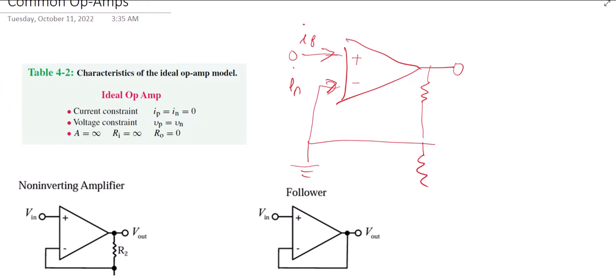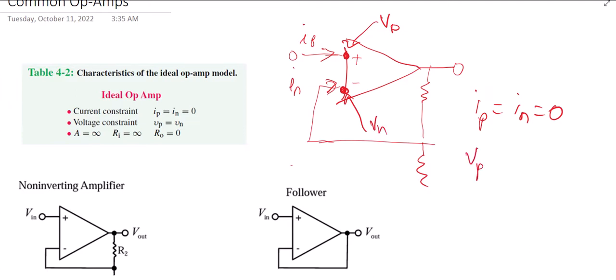And in an ideal op amp, and that's almost always the kind you're dealing with, IP equals IN equals 0. So you'll use that when solving your problems, that current is 0. The other biggie is that the voltage here, call that VP, and the voltage here, VN, VP equals VN. Doesn't have to be 0, but they do have to be equal.